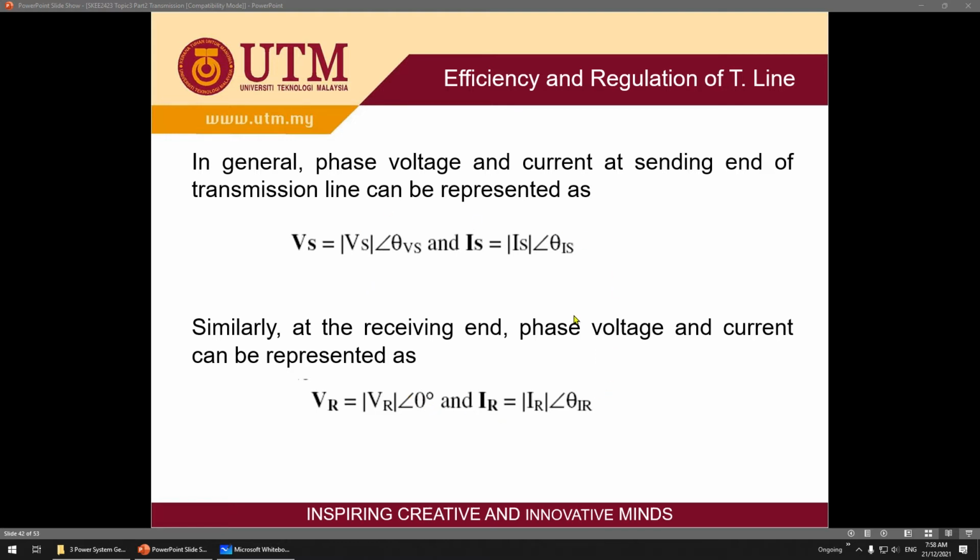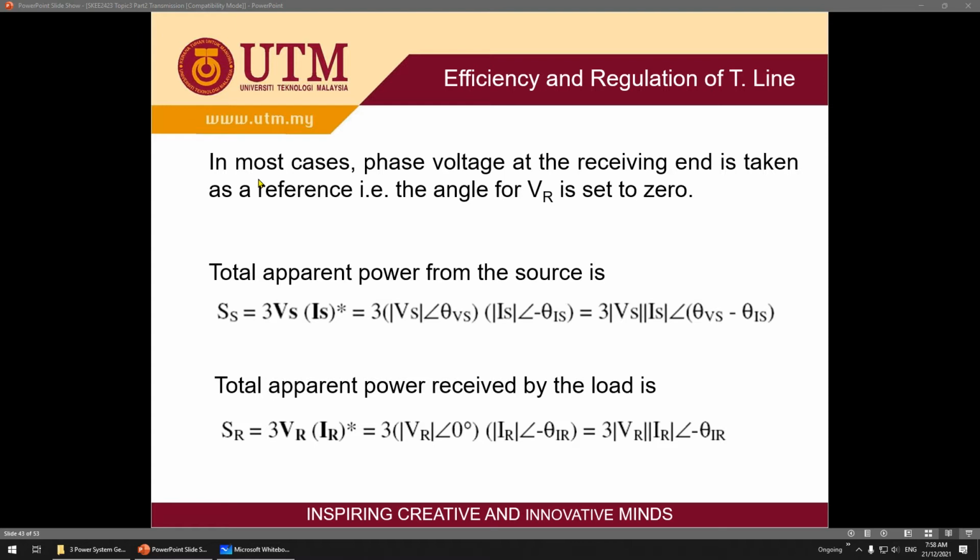Another one varies. In most cases, the phasor voltage at the receiving end is taken as the reference. This one was already explained to you. And the total apparent power from the source is SS.